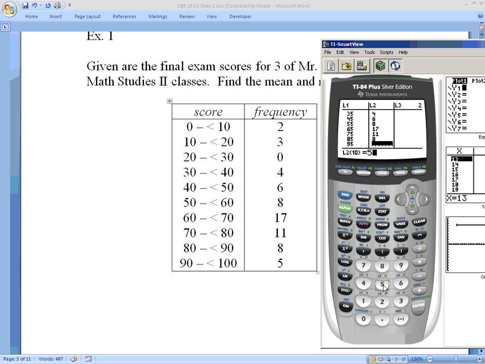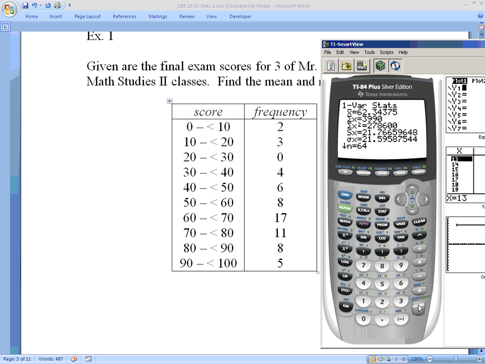Once we are done with this, we follow the exact same steps as before. We go to Stat. We go to Calculate, one variable stats. Again, we tell the calculator L1, comma, L2, because that's where our data and our frequency list is. Press Enter. And we see that we have a mean of approximately 62.3. 64 pieces of data, a mean of 62.3.